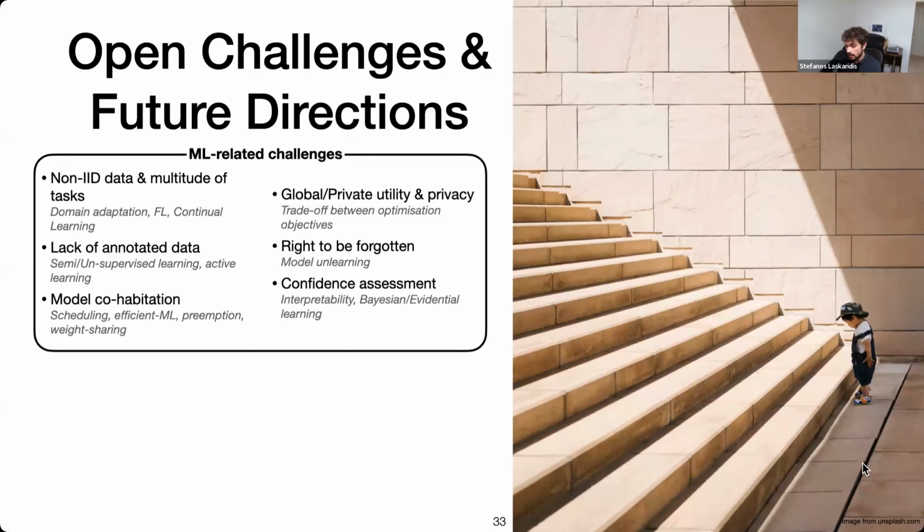As said in the beginning, we're living in an era where our devices are filled with models, and these models run potentially at the same time. So we need to be able to schedule them efficiently. We need to leverage task relatedness in order to potentially weight share the backbones across these tasks, and to be able to preempt workloads while they're running in order not to hinder the user experience.